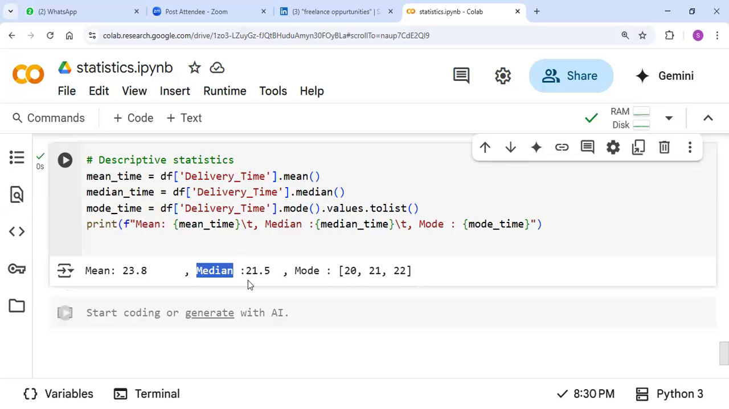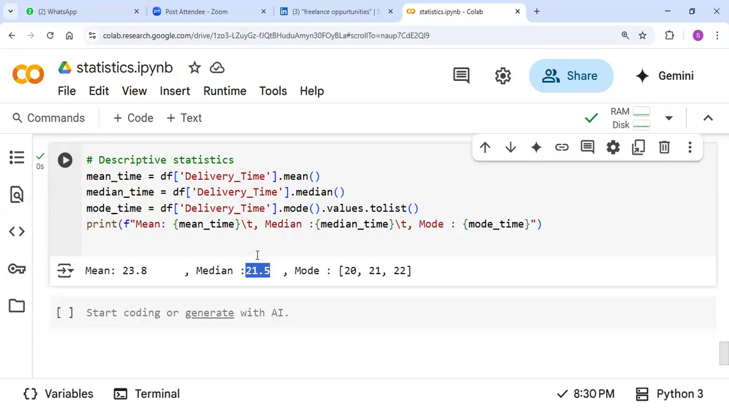So if the data set is divided into two halves, the first half is all the data which falls less than or equal to the median. It typically represents that half of the customers are receiving their delivery in less than or equal to 21.5 minutes. This value is not going to get distracted by an outlier. So it is a strong, typical measure according to this data.